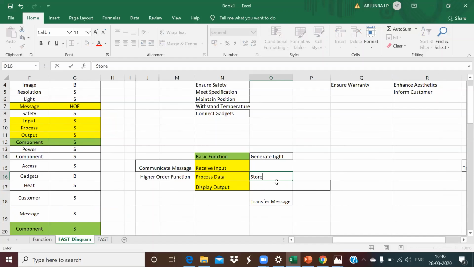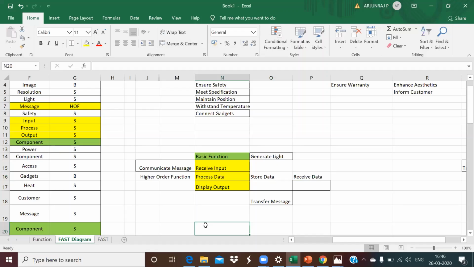Then we can move receive input and display output as a critical path function. Instead of keeping receive input and display output as basic functions, shall we move them as two critical path functions? I mean the secondary functions. So the basic function of the laptop is to display output. No, process data, that is the basic function. Display output and receive input will be the critical path functions, the secondary functions.